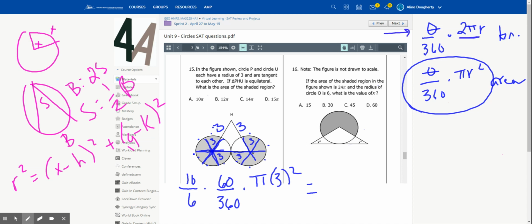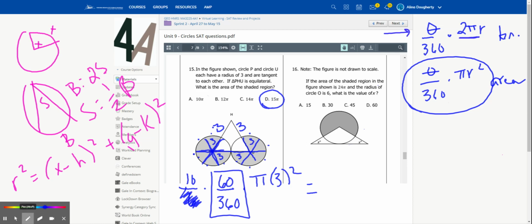10 divided by 6. Oh, wait a minute. I don't need this divided by 6 because that is the 60 over 360, right? So 10/6 pi r squared. So we're just going to do that. 10 times 60 divided by 360 times 3 squared should leave us with 15 pi, right? 600 divided by 360 times 9 is going to give me 15.